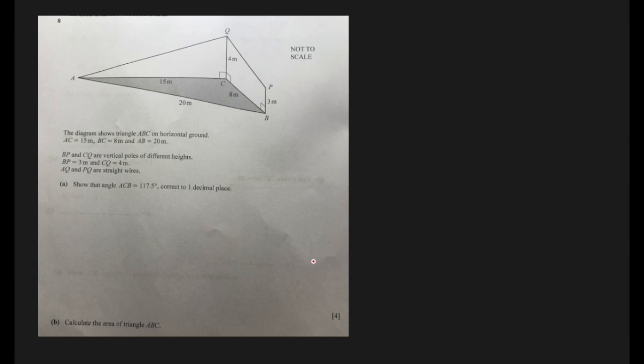Question number 8. The diagram shows a triangle ABC on horizontal ground. AC is 15, and they have given 8 and 20. BP and CQ are vertical poles of different heights, they're not the same. BP is 3 and CQ is 4. AQ and PQ are straight wires. Show that the angle ACB is 117.5, correct to one decimal place.